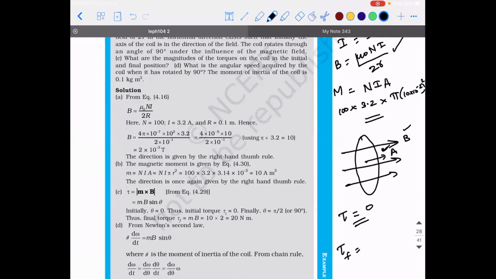So what about the final torque? At the final torque, theta will be equal to 90 degrees because it had made a rotation. Let me explain. I'll show you a video and explain this.